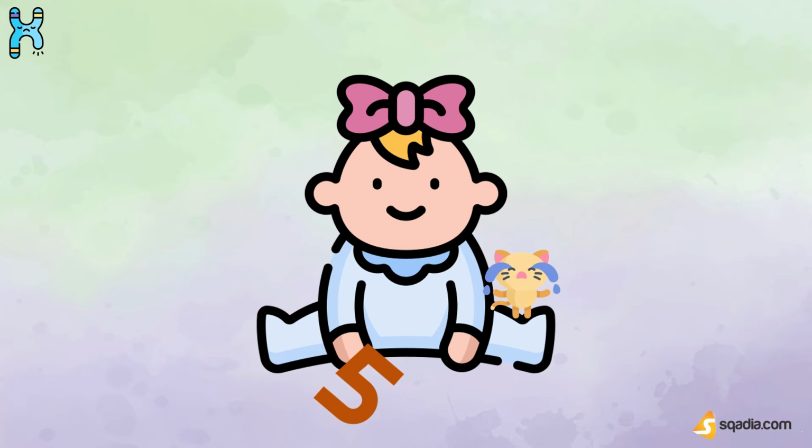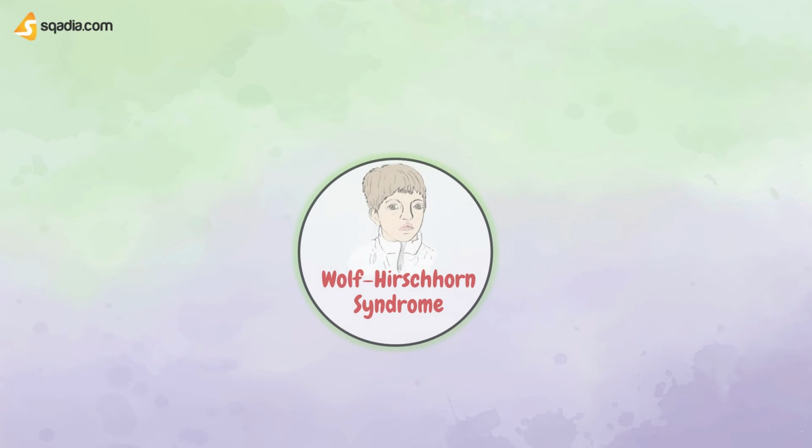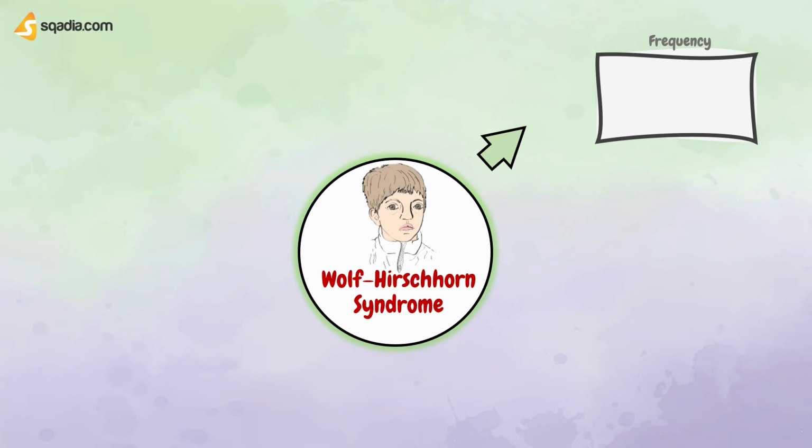Moving towards Wolf-Hirschhorn syndrome. Frequency of Wolf-Hirschhorn syndrome is 1 out of 50,000. Male to female ratio is 3:4.